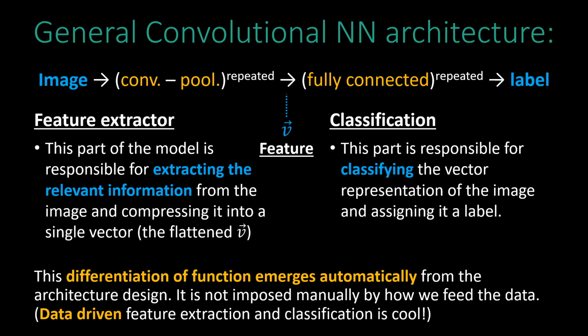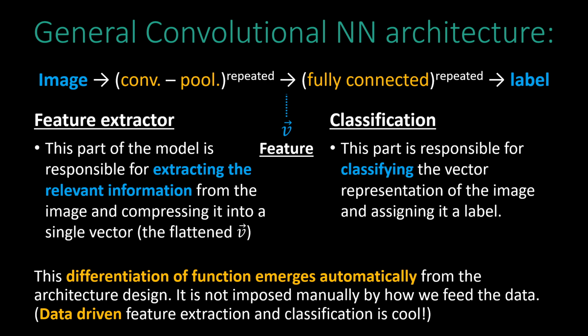Okay, and so as far as our understanding goes, this is the splitting of a general convolutional neural network architecture into 3 blocks: the feature extracting part, the classification part, and some intermediate representation that we can see here. And the really neat part of this whole process is that this differentiation of function emerges automatically when we are training the network.